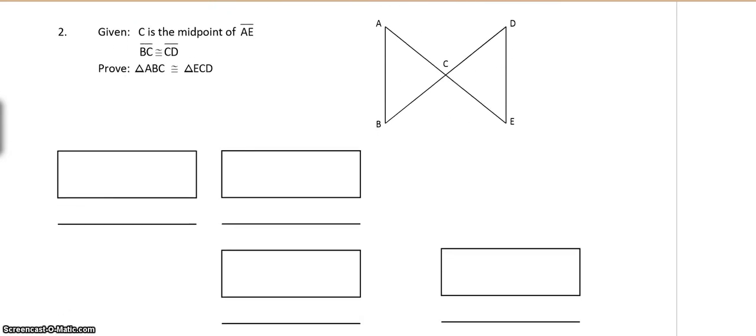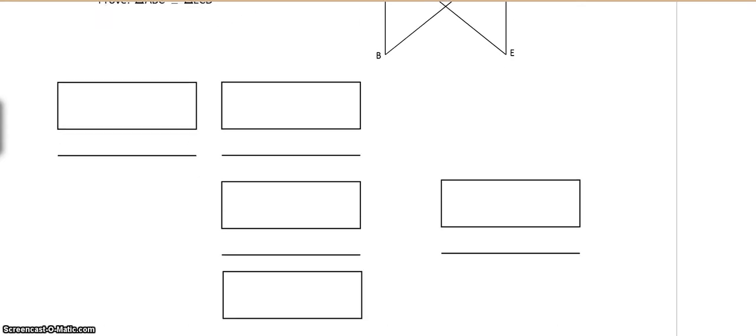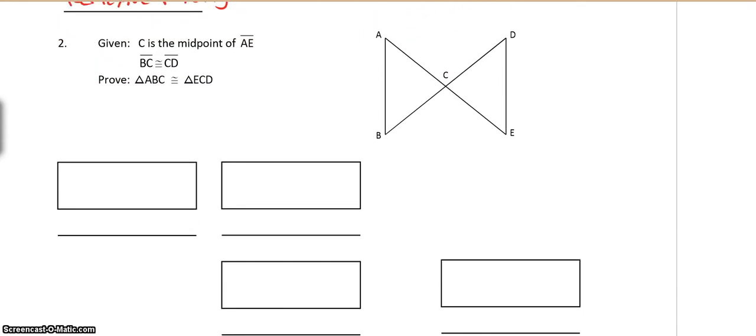Okay, so here's another one. And again, eventually we're going to take the squares away and we're going to have to do it on our own. So the squares here now are just to help guide us through the proof. We're going to start with our first given again.